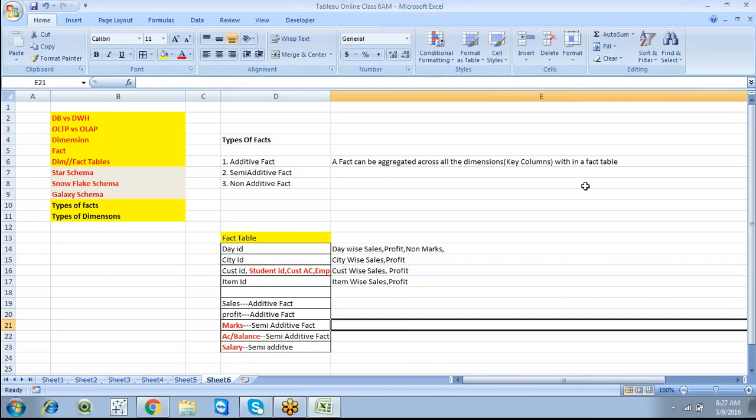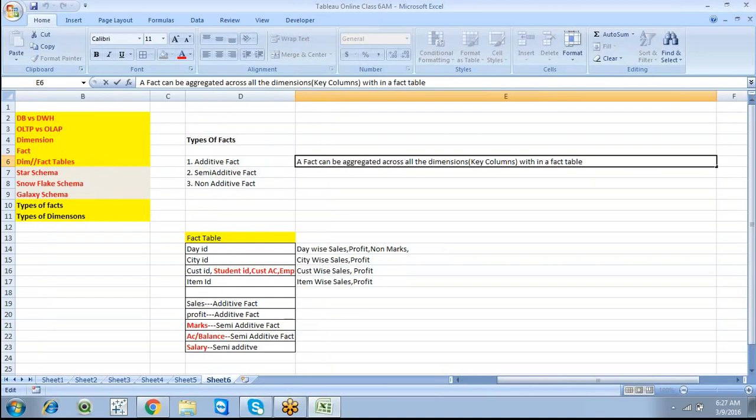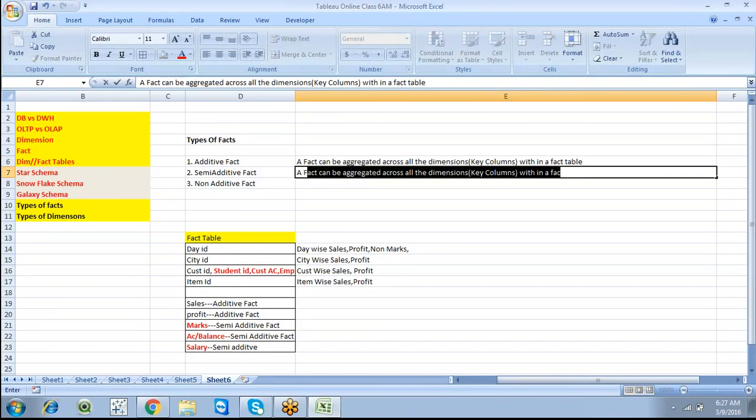So it is clear, right? A fact that can be aggregated across only some of the dimensions within a fact table is called a semi additive fact. And a fact can be aggregated.